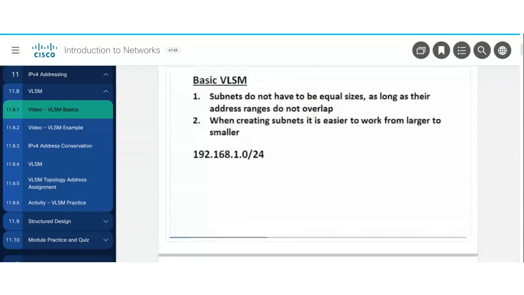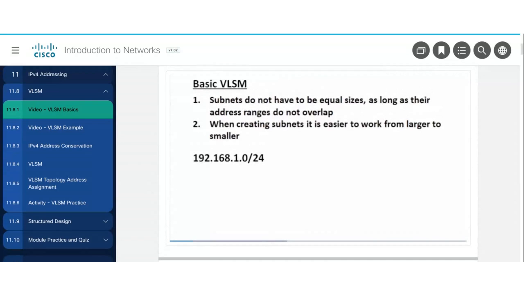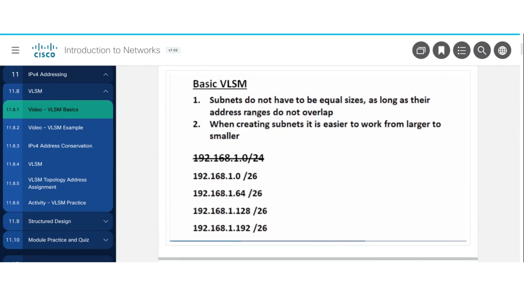The basics of VLSM, or variable length subnet masks, works like this. 1. Subnets do not have to be equal sizes, as long as their address ranges do not overlap. So we can create unequal sized subnets. They do not all have to be the same size. 2. When creating subnets, it is easier to work from larger to smaller subnets. So for example, I have the 192.168.1.0/24 network. I subnet the network into 4 subnets /26 subnet masks. So the subnets go up by 64. I now have 4 equal sized subnets.